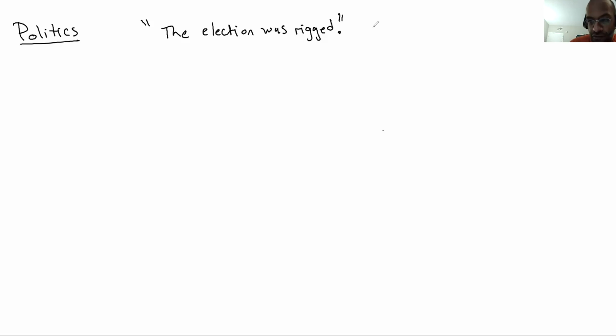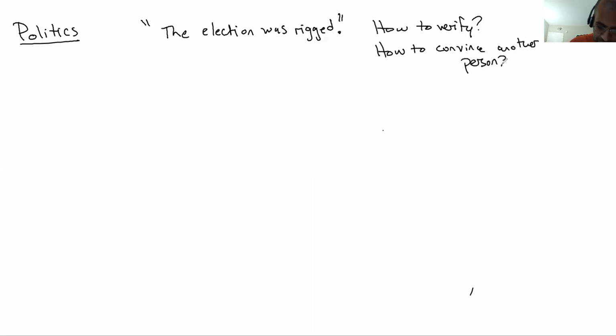I'm sure many of us have found true or false, you know, whatever. So how to verify, how to convince someone else? And if you've tried doing either of these things, you come up against the following difficulties. One is that there's actually no consensus on how to verify such a statement. No consensus.